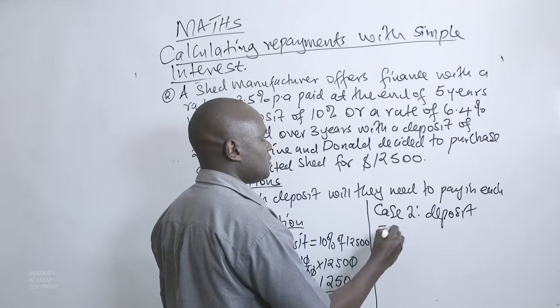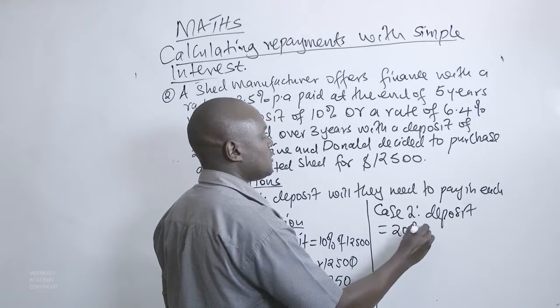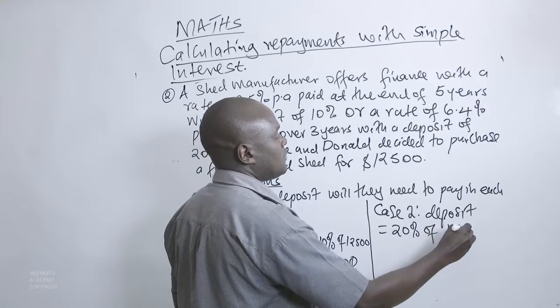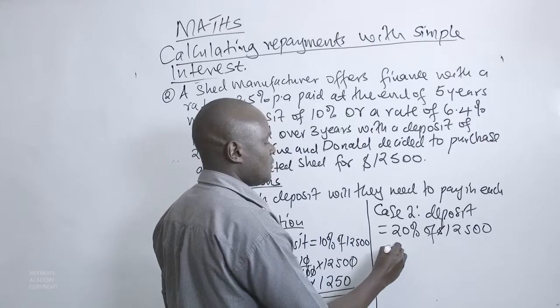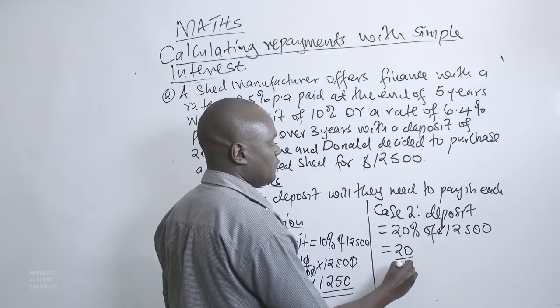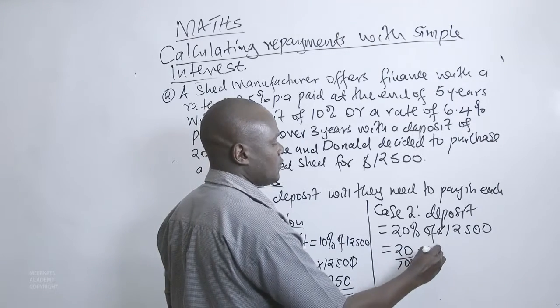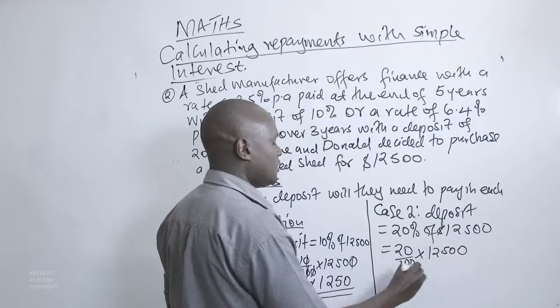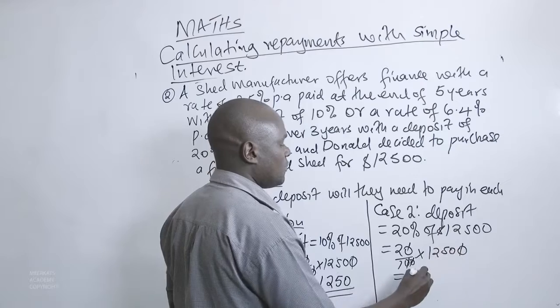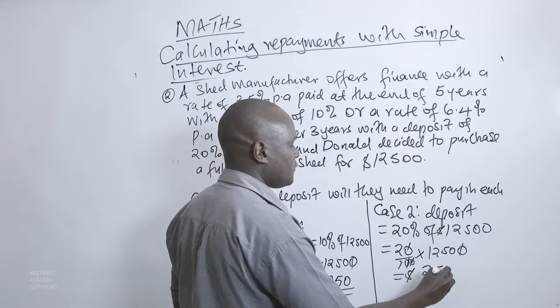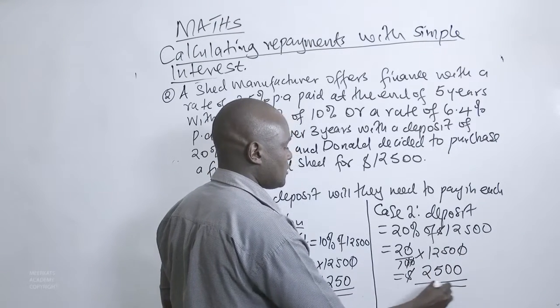The deposit is equal to 20% of the $12,500. This will be 20 out of 100 multiplied by $12,500, and this will give us $2,500.